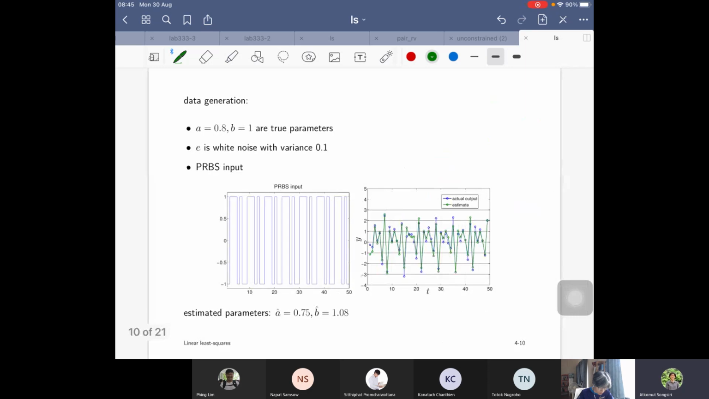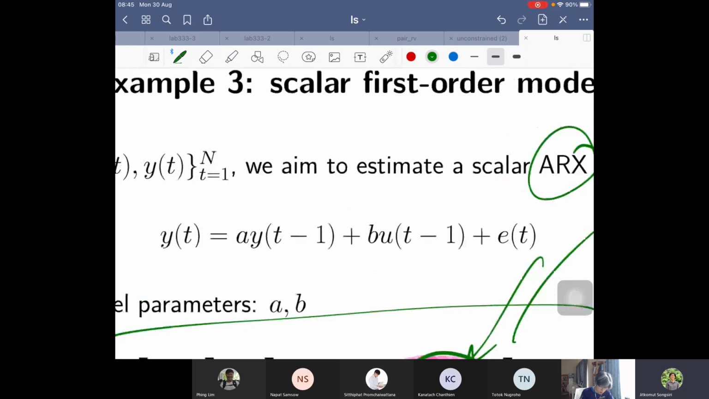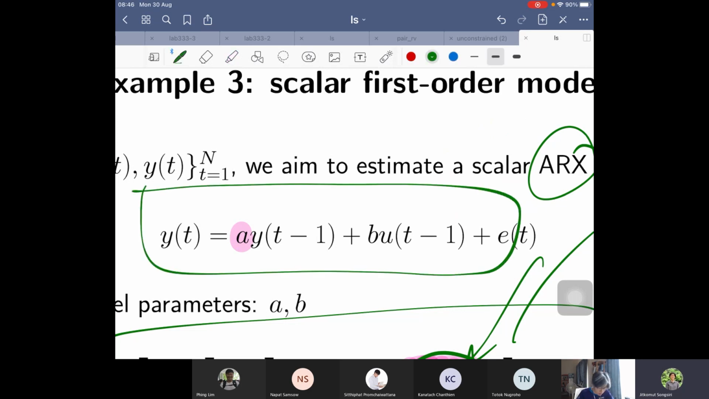Here's the result. I generate data points according to an ARX model. These are the true parameters: A equals 0.8, B equals 1. When I generate the data points, because this is ARX, when I put some values on Y, do we have restrictions on the value of Y so that this system is stable, stationary? Sitipat?